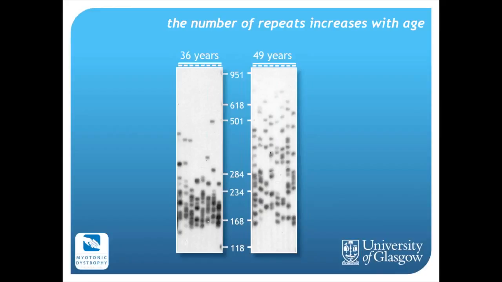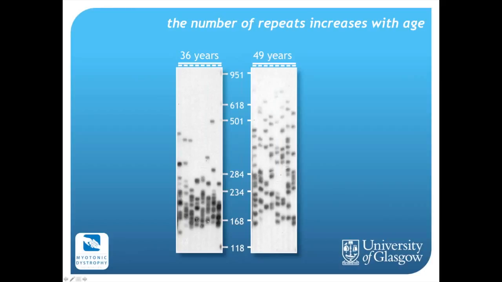And again, what's important to remember is the diagnostic test measures the average number of repeats. So if we'd done the diagnostic test at this point, we'd have probably measured around about 200 repeats. If we'd done the diagnostic test at this point, we'd have probably measured around about 300 repeats. So the result of the diagnostic test very much depends on how old the individual was when they did the test, as well as how many repeats they inherited from their affected parent.